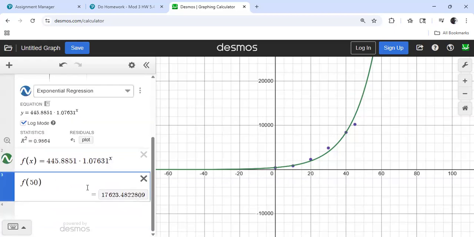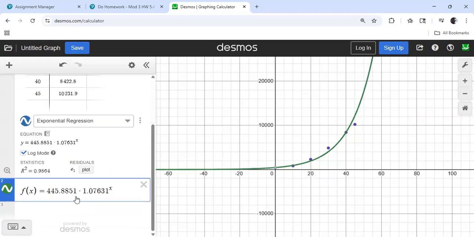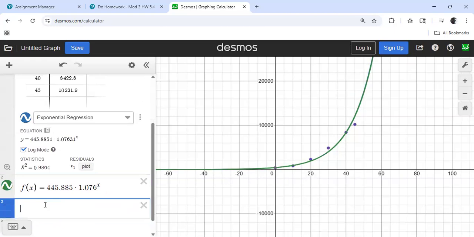All right, let's see if we do the rounded version. Sorry, let me just see if they wanted us to literally use the rounded version. So 8851 would just be 885, and 07631 would just be 076. Now let's see if that changes it. What we did was actually more accurate. Yeah, it does change the output a little bit. So they're using the rounded values that they asked us to type in.